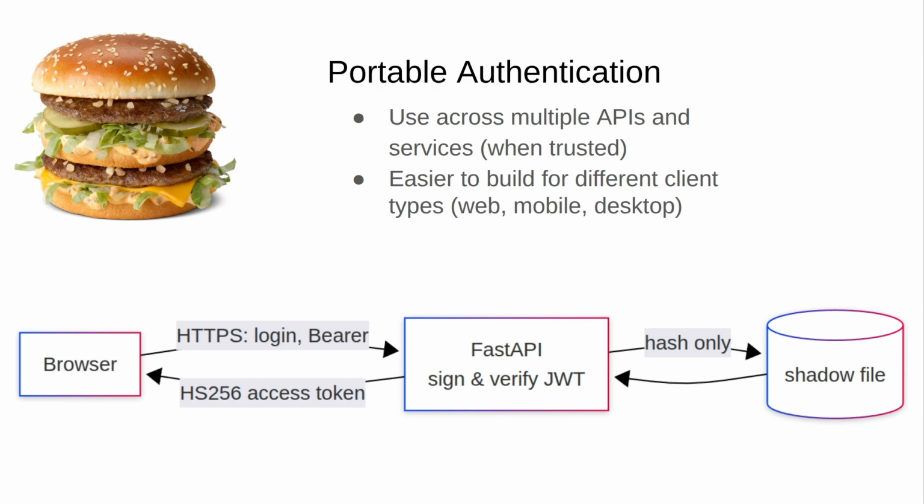This technique allows for you to build, in my opinion, easier, more scalable applications. You can use the API services across multiple servers if you need to. It's also easier, in my opinion, to build different types of client types, such as web, mobile, and desktop. This is with the JWT or JSON Web Token technique.